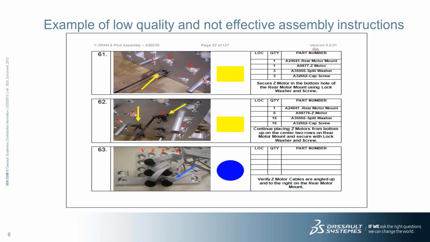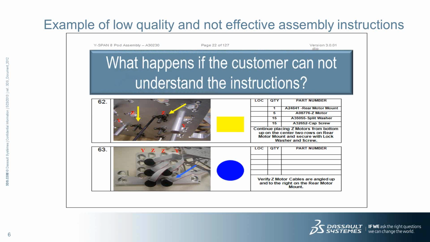Here's an example of low quality and not effective. The pictures are great, the quality of the pictures are great, but what is it really saying? Can you really understand what you're trying to get across with the documentation? Okay, what happens if your customer cannot understand them? Can they call your customer support and get answers? Well, they may just get frustrated with your project or your product and forget about it.